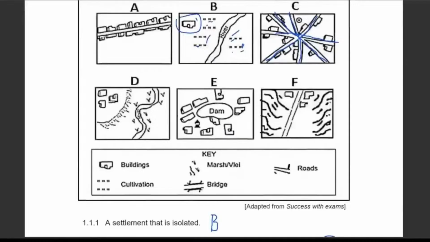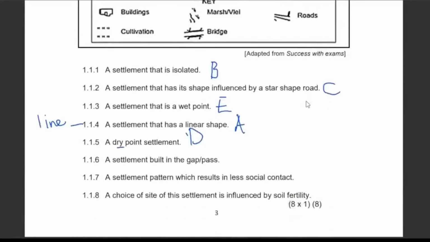If we check here at F, this is a high-lying area, and this is a high-lying area, and automatically this qualifies to be a gap or a pass. So settlement F is the one which has been established in a pass or a gap. So it's correct. Response F for number 6.